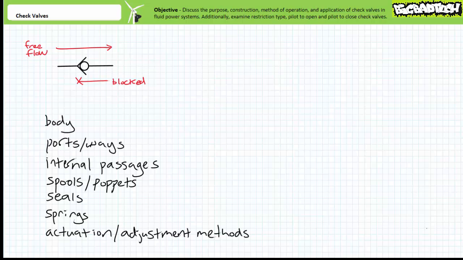First, valves have a valve body, which is a housing for the internal valve components. Additionally, a valve has ports or ways, which are the entry or exit points for fluid, the internal passageways of the valve. Some valves have movable parts like spools or poppets that selectively stop, start, or change direction of fluid flow or modify flow rate or pressure.